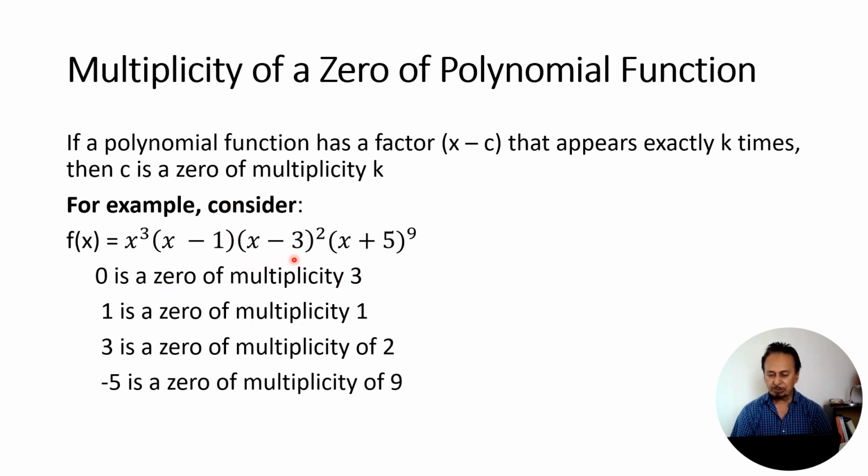Now x minus 3 squared. Now 3 is a zero, and since it comes from this factor whose degree is 2, we can say 3 is a zero of multiplicity 2. Now from this factor, if I set this to 0, I will get x equals negative 5. So the negative 5 is coming from this factor whose degree is 9, so we will say negative 5 is a zero of multiplicity 9.